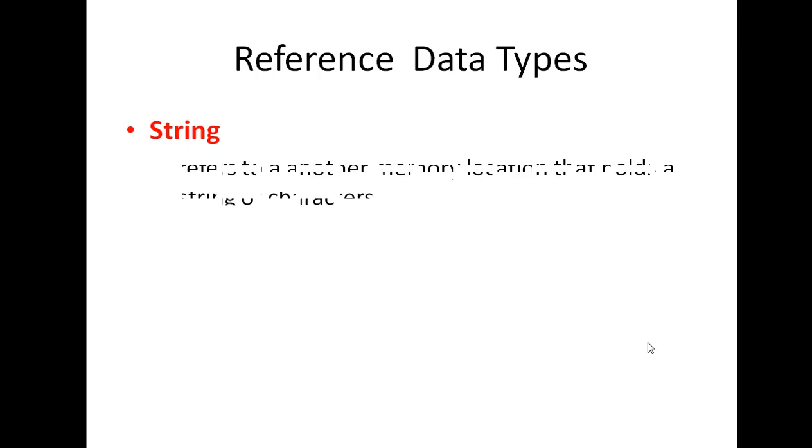Reference data types is another type, which we're not supposed to cover until Chapter 7, but we're going to use them now. The main reference data type we're going to use is a string. This will be very commonly used. This refers to another memory location that holds a string of characters. That's not going to make any sense to you at all, and we are going to talk about this at some other time. We'll illustrate this.